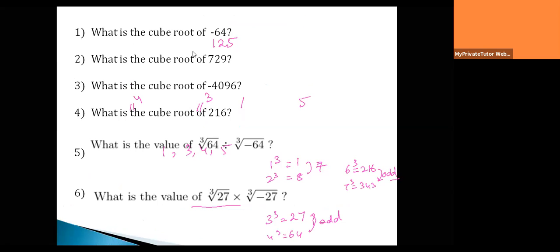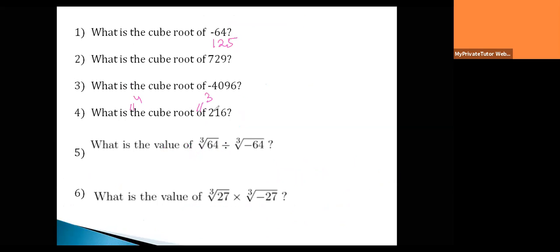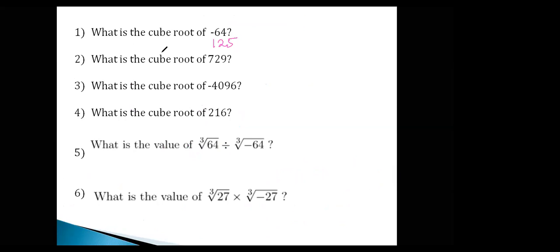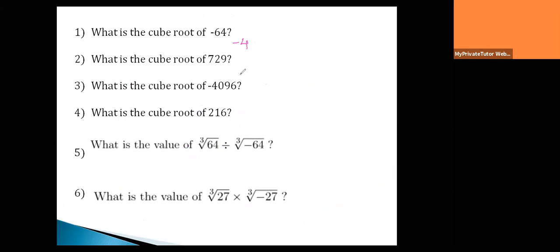Finally, the final set of questions, I think. What is the cube root of minus 64? Minus 4. Yeah. The next one, the cube root of 729, is 9. Excellent. Anyone can answer. And even if you have any questions, do let me know. What about 4096? It's a bigger number though. We need to try, right?